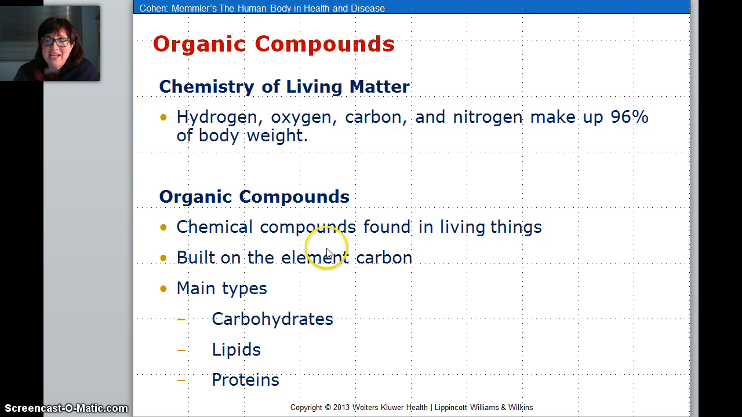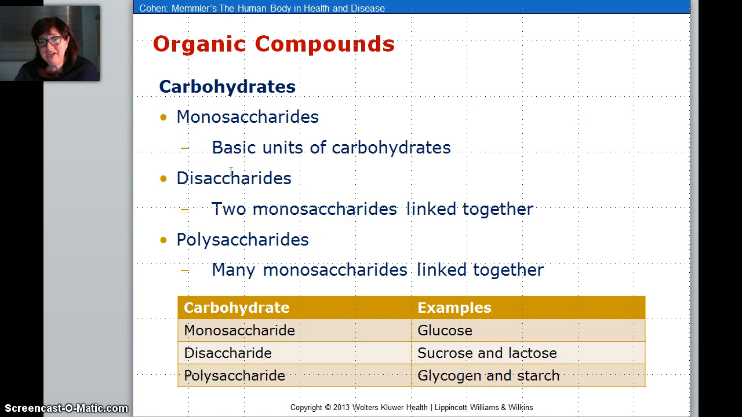Okay, the first type of organic compound we're going to look at are the carbohydrates. Now, carbohydrates are seen as short-term and long-term storage and energy. So you can have energy quickly with a simple carbohydrate, and then they can be stored to be a complex carbohydrate, and that's where you have your polysaccharides.